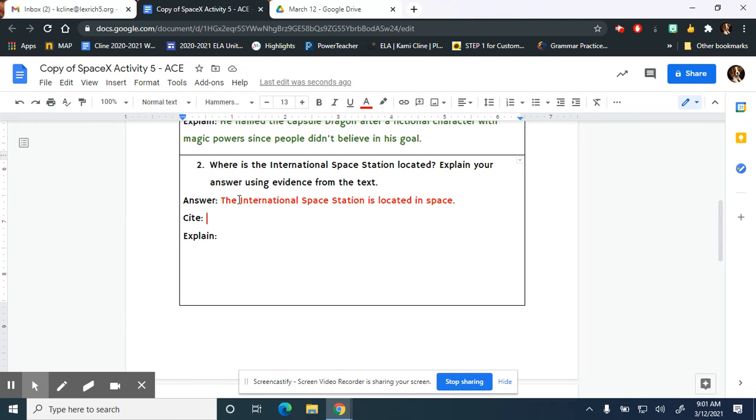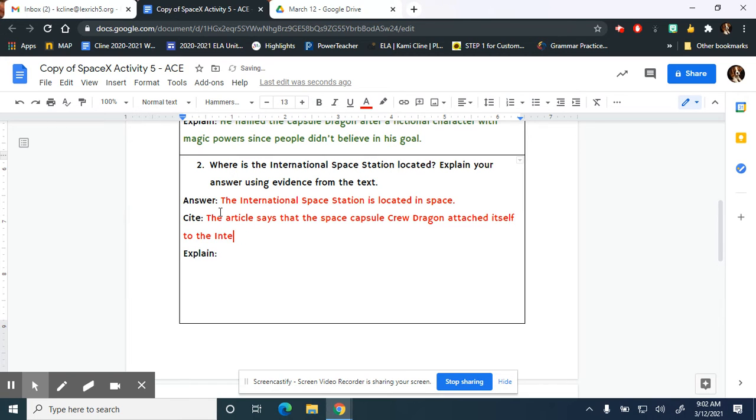Nice complete sentence. Type that or write that. And now we're going to cite our evidence from the article. And I'm not going to use quotes this time. I'm going to use my own words summarizing what it says. The article says that the space capsule, Crew Dragon was the name of it, attached itself to the International Space Station, and they call it ISS for short, in a test flight to space. We know it's in space.